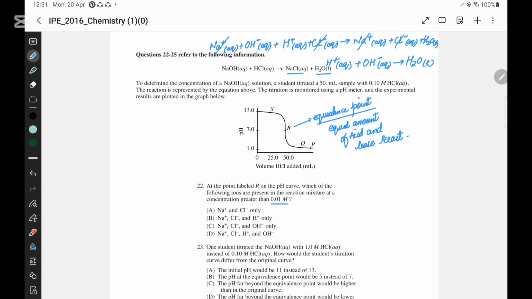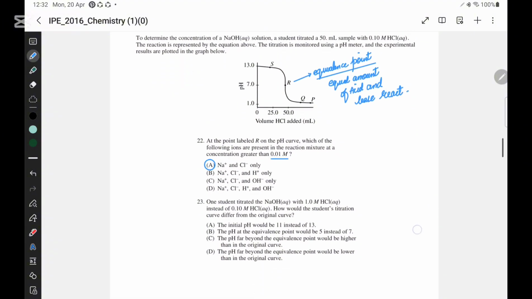So the titration is monitored using a pH meter, and you can see here that at this place, when the acid and base react, we are only left with these spectator ions Na+ and Cl-, because the rest have reacted to form water. So we are only left at this point with Na+ and Cl-. So our answer is going to be A.